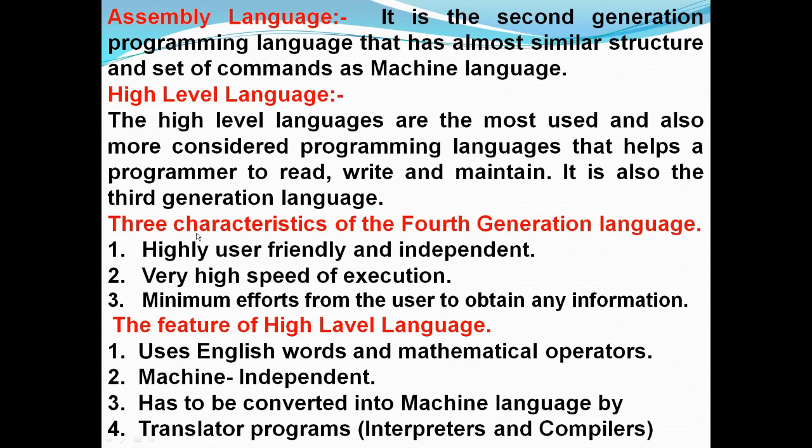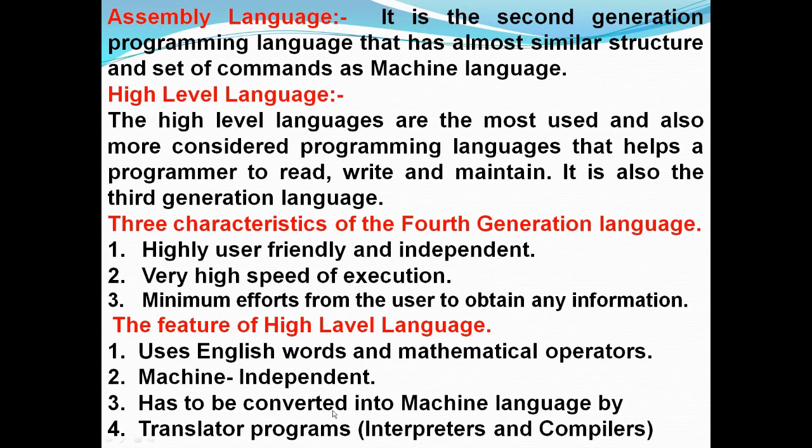Now we will discuss the characteristics of fourth generation language, also known as 4GL. 4GL is highly user friendly and independent, means we can understand the coding easily, and it is an independent language. It will not depend on the machines. Very high speed of execution. Yes, its speed is very high. Minimum effort from the user to obtain any information, means the user does not need to make maximum effort to solve problems to get the information.